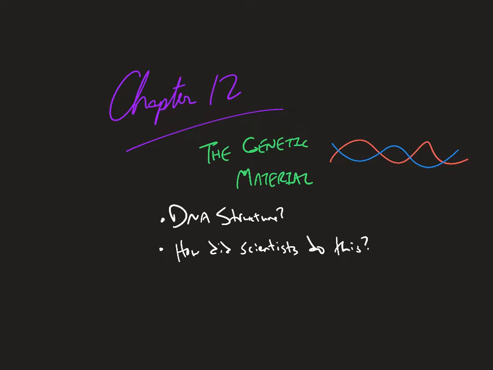Now, really, we're merging chapters 12 and 13 here. We're going back into genetics, but from a different point of view. The goal now is to look at things more at the molecular level. We're going to try to understand DNA structure, and also how scientists got us to this point of understanding.